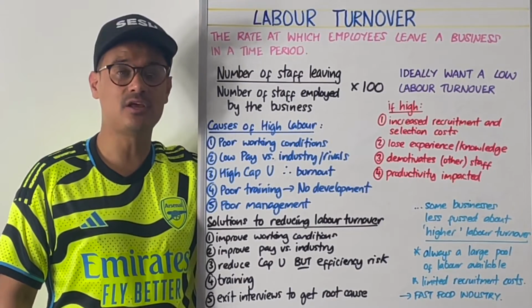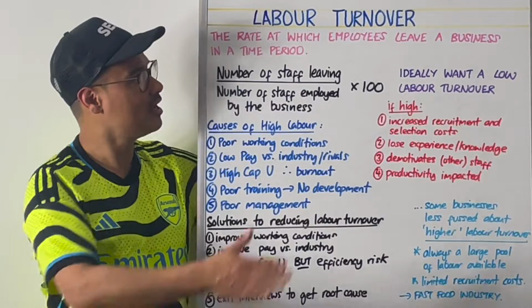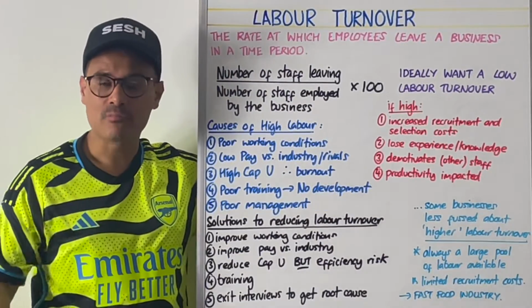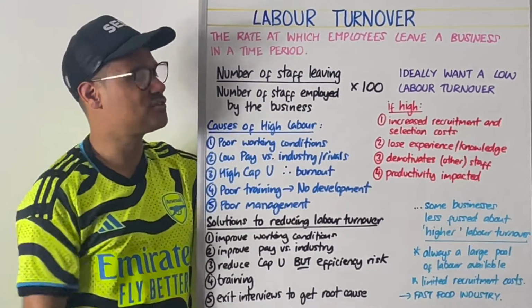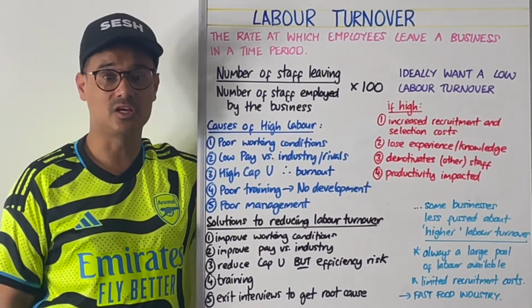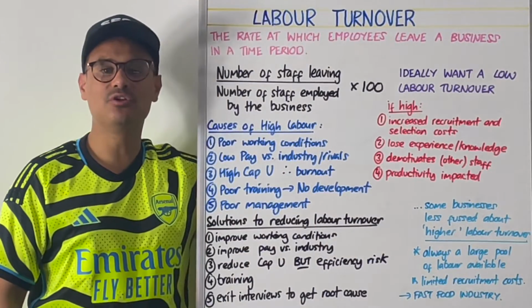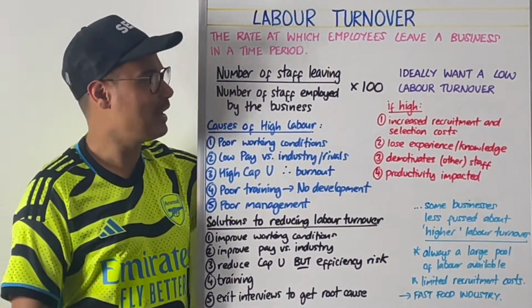Labour turnover is the rate at which employees leave a business over a time period. The formula is as follows. It's the number of staff leaving divided by the number of staff employed by the business, times by 100 because it's expressed as a percentage. Now, the key thing is you ideally want to have a low labour turnover.